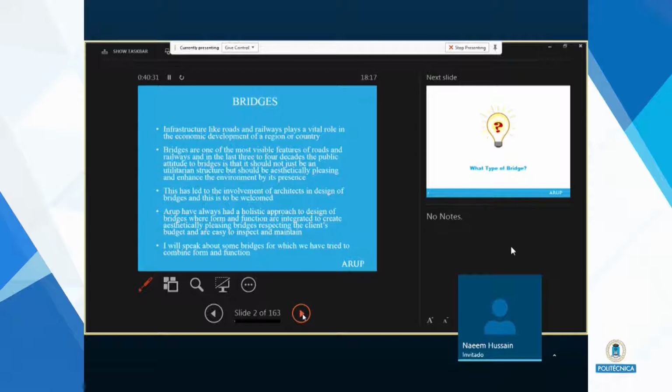But for us in ARUP, as Lauren knows, we have always had a holistic approach to design of bridges, where the form and the function are integrated to create an aesthetically pleasing bridge, which also takes into account the client's budget and is also hopefully easy to inspect and maintain. So what I'm going to do is to speak about a number of bridges that I've been personally involved in, where the form and function has come out of the requirements for that particular site.